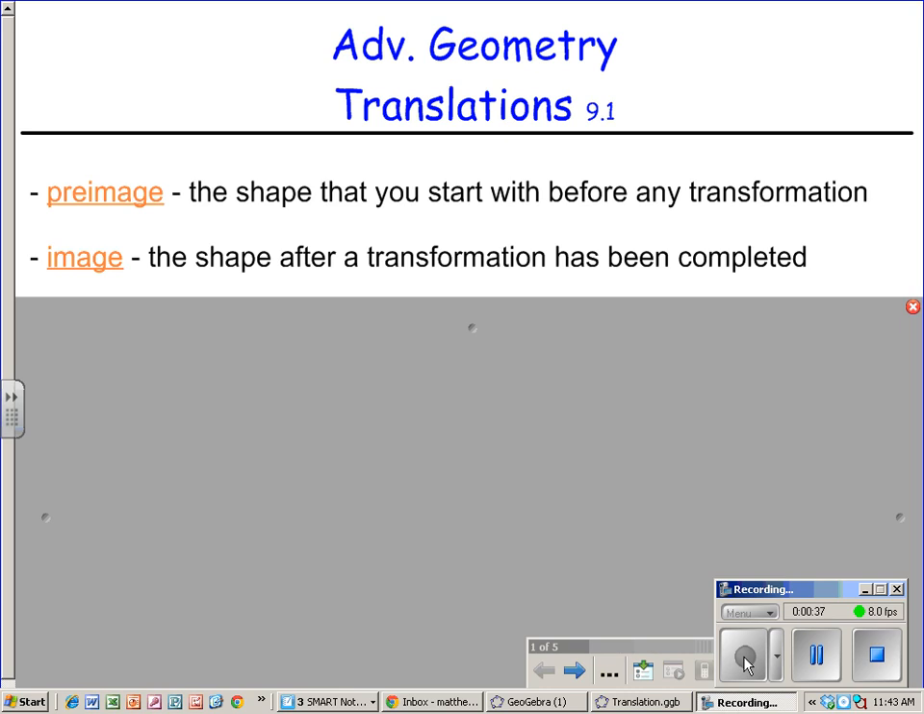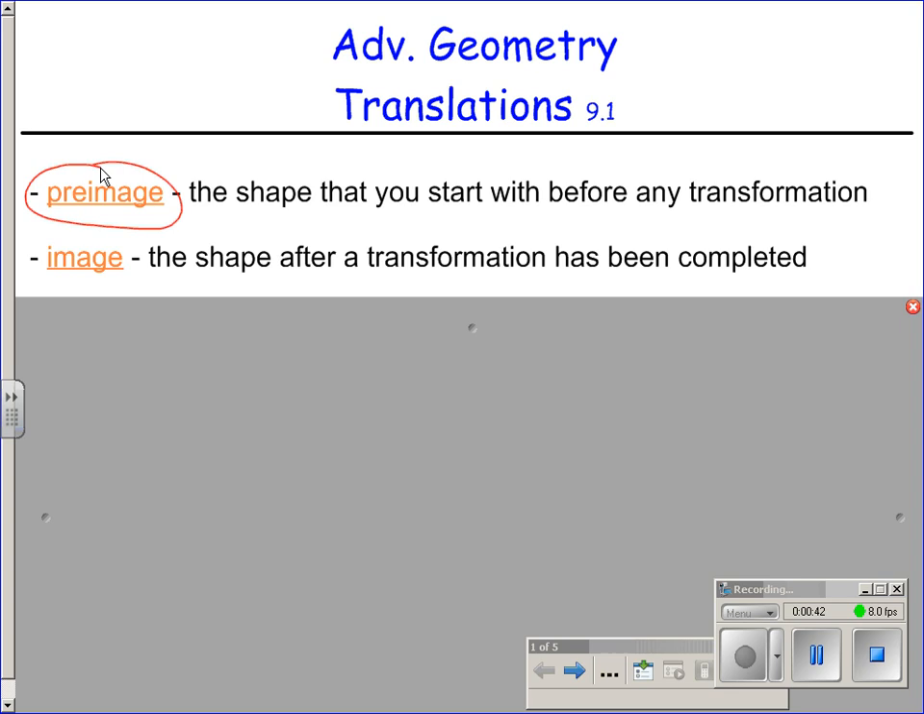For all transformations, we have these two terms here, pre-image and image. A transformation is taking one object and moving it to another object. So the pre-image is what you start with, the image is what you get after it's been moved.